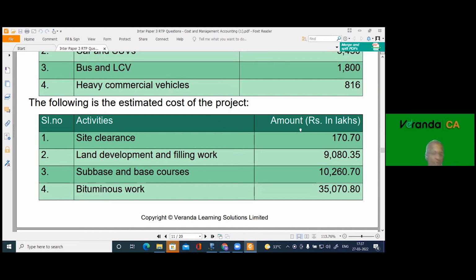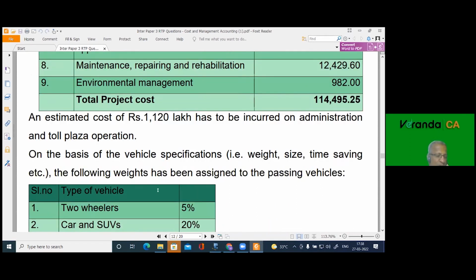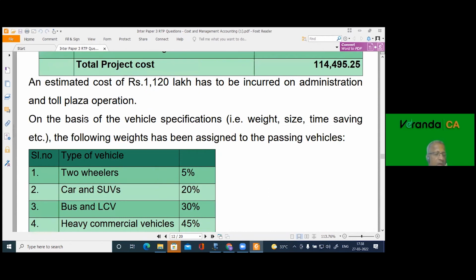You don't have to compute anything. You have to simply add all this. Total project cost 114495.25. You just don't have to do anything. Simply take the number, and they have mentioned an estimated cost of 1120 lakhs to be incurred for administration. So to this, you have to add 1120. On the basis of the vehicle specification, weight, size, time saving, etc., the following weights have just come into being.